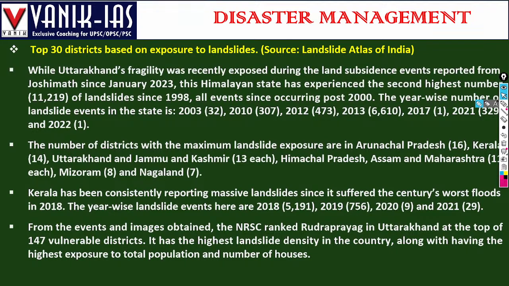Kerala has been consistently reporting massive landslides since it suffered the flood in 2018. The year-wise landslide events here are 2018, 1191; 2019, 757. For the event and images obtained, the NRSC, National Remote Sensing Center, ranked Rudraprayag, Uttarakhand at the top of the 147 districts.